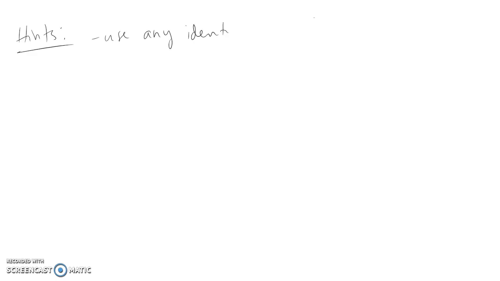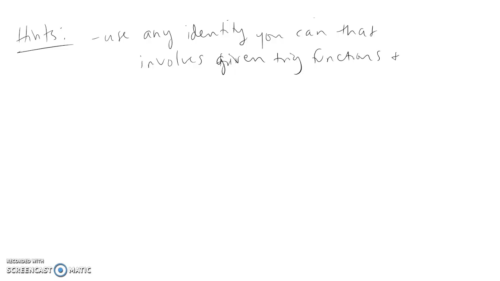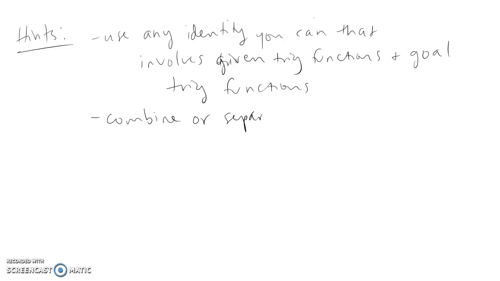Use any identity you can that involves the given trig functions and your goal trig functions. So if you see something that relates the two, it's a good idea to maybe try to use it somehow. Okay. One thing we did in the last one is to combine, but sometimes you also separate fractions with an LCD. Factoring is good. That's one thing we also did in that example.